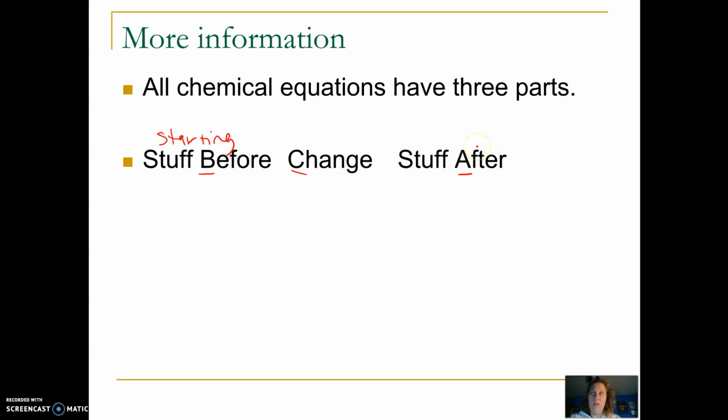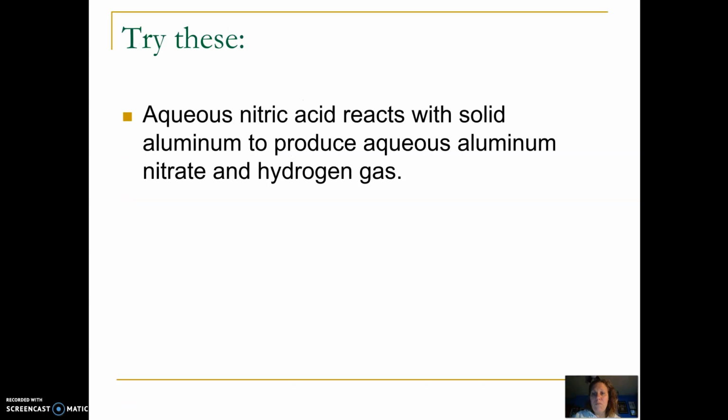We call them before, change, final, I think. Our starting chemicals are changing after. And fancy words for those, this again should be reviewed because we talked about this briefly. Reactants are your beginning chemicals. The arrow is what's happening, and then the products are the endings. Reactants and products.